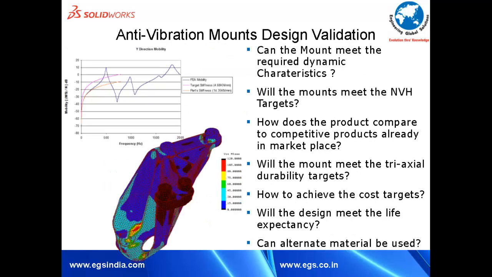Anti-vibration mounts, design validation. Engine mounts, compressor mounts, so many different mounts are used in vehicles, in power systems, in power and process industries, in machine designs, in so many different areas. Can the mount meet the required dynamic characteristics? Will the mount meet the NVH targets? How does the product compare to competitive products already in the marketplace? Will the mount meet the triaxial durability targets? How to achieve the cost targets?